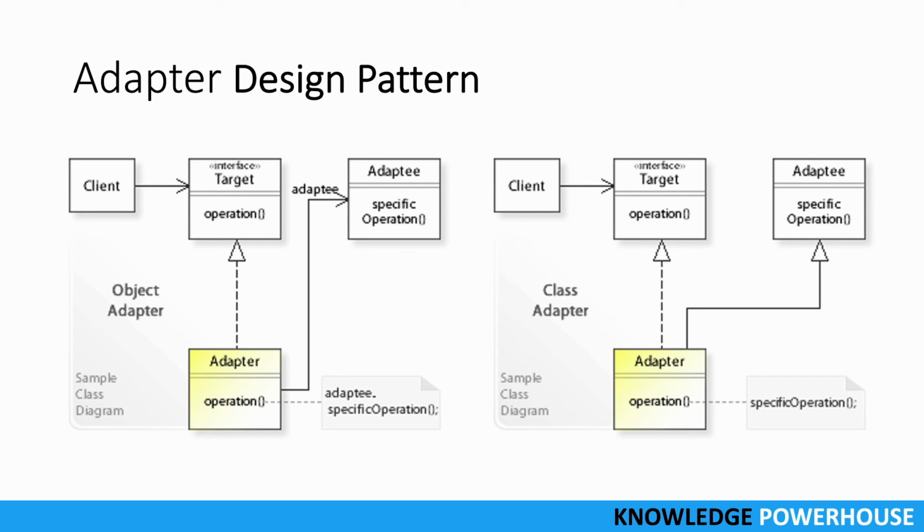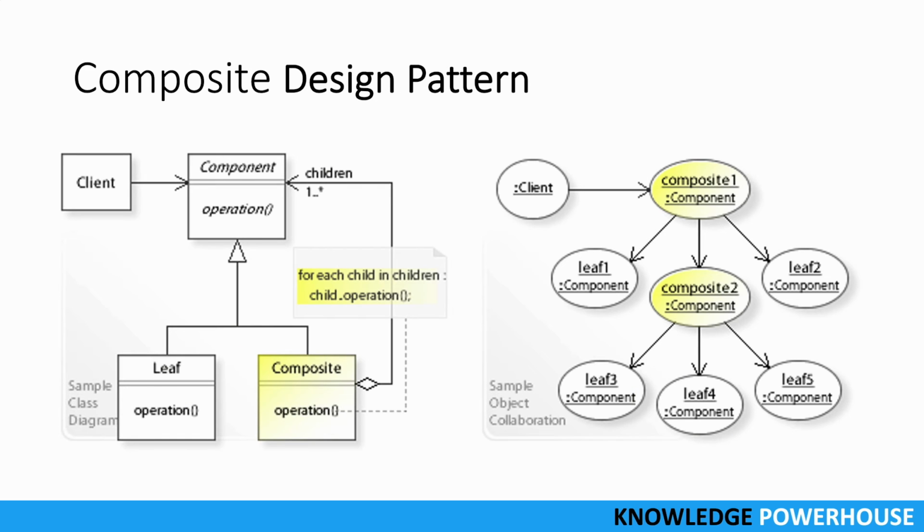So the adapter design pattern we already covered, and then we have the composite design pattern. In the composite design pattern, we try to describe a group of objects that have to be treated the same way as a single instance of the same type of object. The intent here is to compose objects into a tree structure so that they can represent a part-whole hierarchy. In this case, you have a component and then you have a leaf, right? And then a leaf, or it can be a composite again.